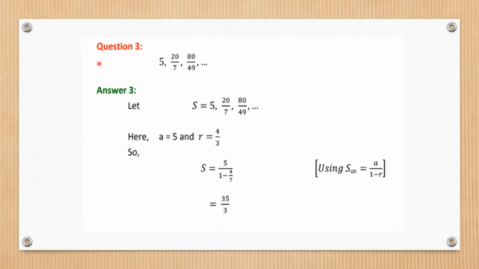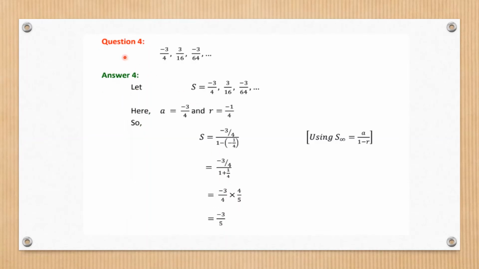Number 3 is 5, 20 by 7, 80 by 49, and so on. Again, an infinite GP with a as 5, r as 4 by 7. So S infinity is equal to 5 upon 1 minus 4 by 7, which is 35 by 3.